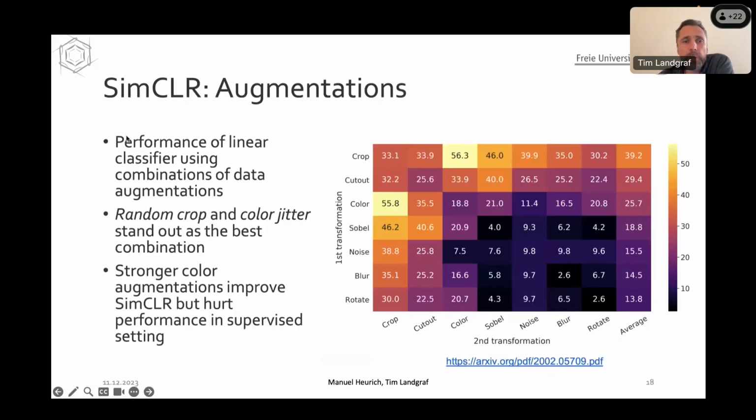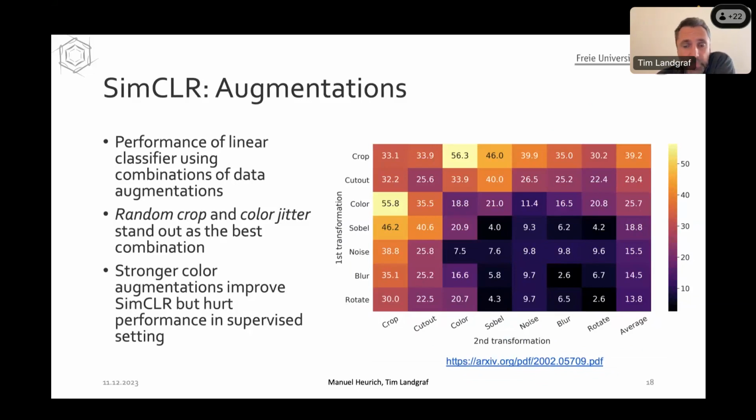Okay, so that was SimCLR. I really recommend reading the paper. It's a well-written paper. They do a lot of different things, a really systematic and lovely paper. I really recommend reading that.